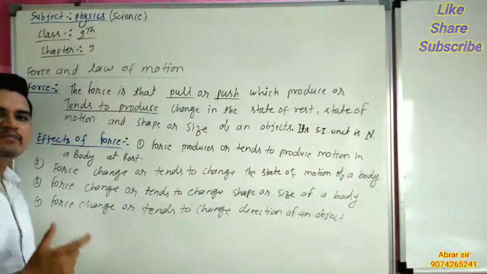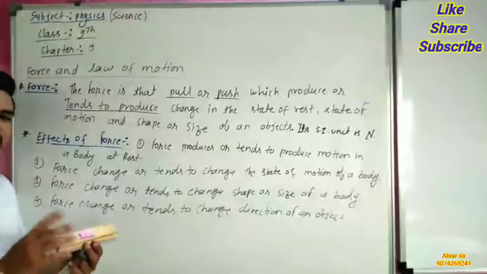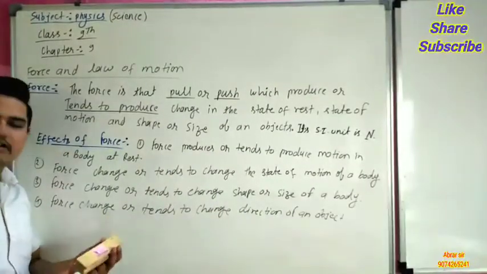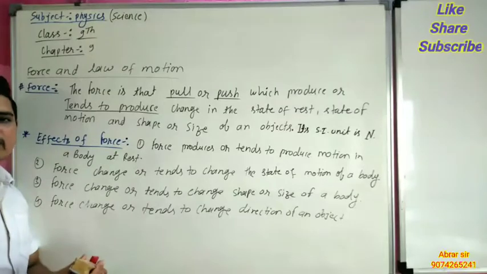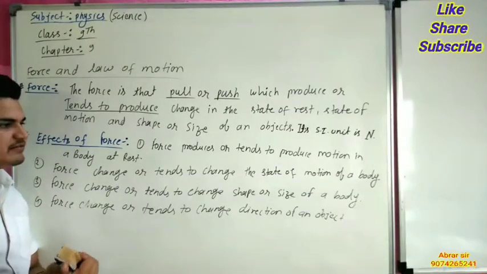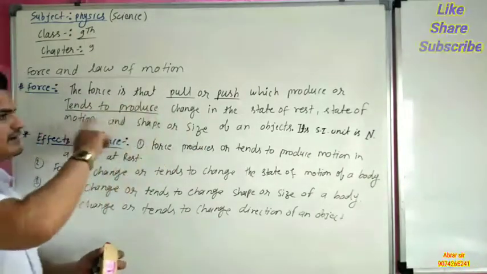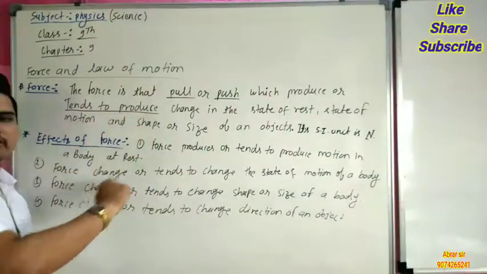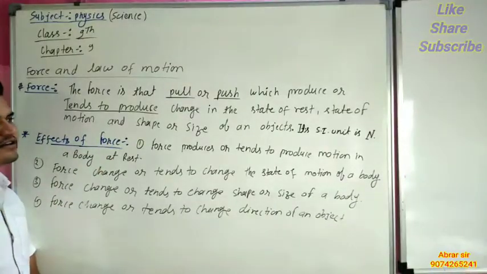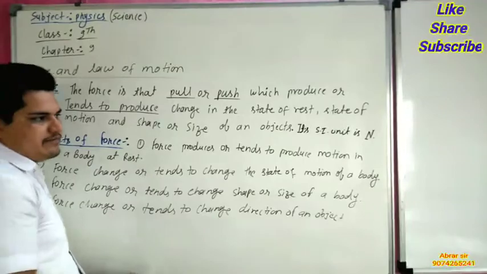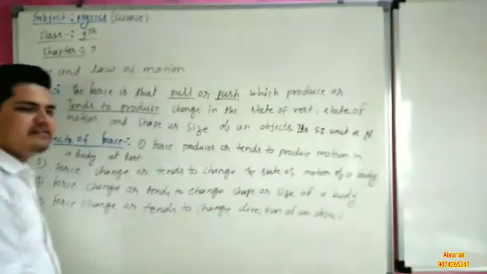Force is a pull or push which produces, for example, this is a duster. When we apply force on this duster, we can change the shape of the duster. So force is that pull or push which produces or tends to produce change in the state of rest, state of motion, shape and size of an object. Its SI unit is Newton. Newton is denoted by N.